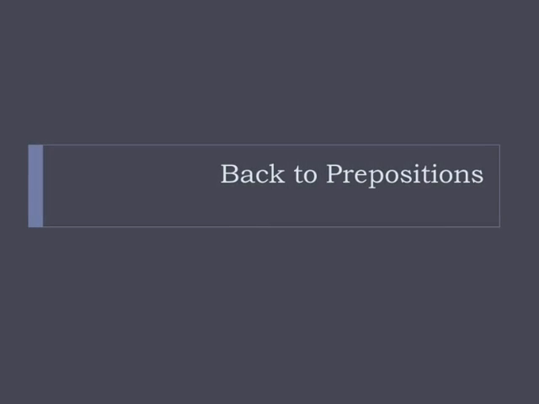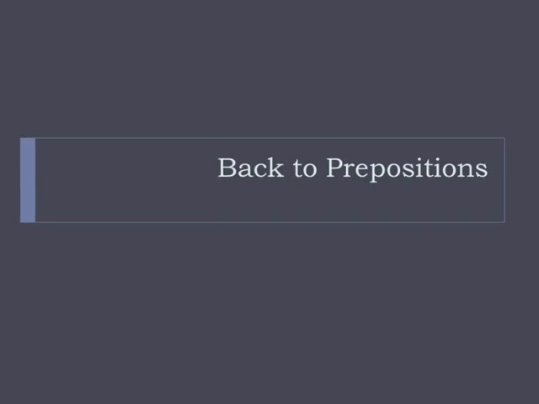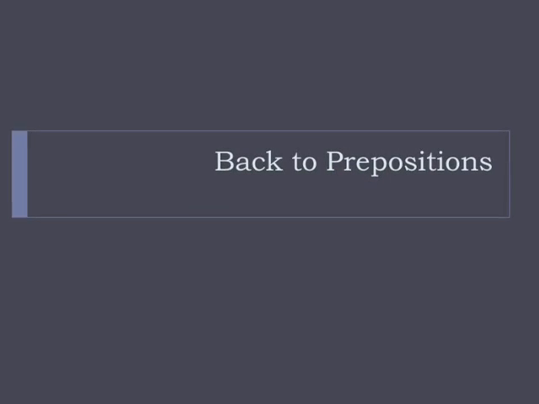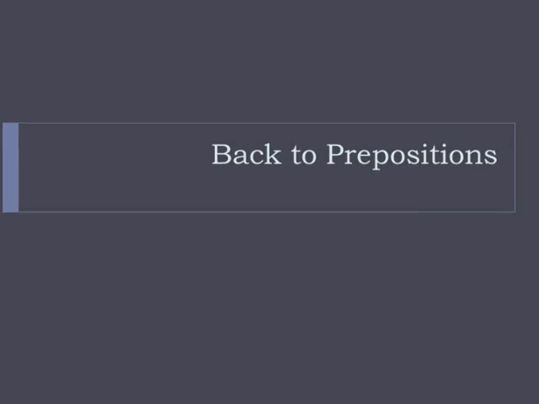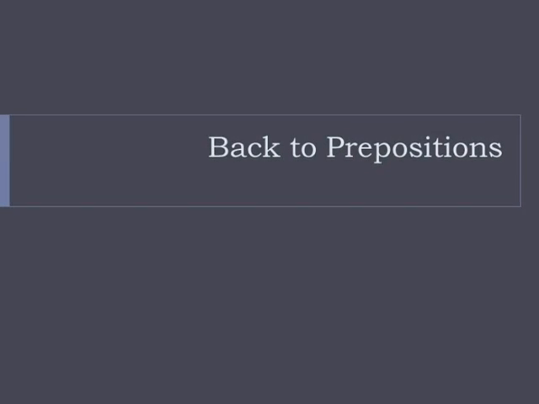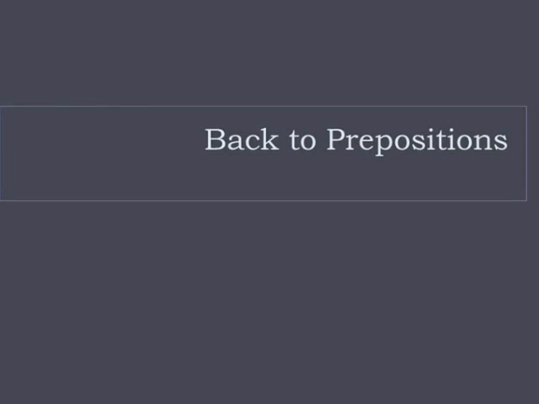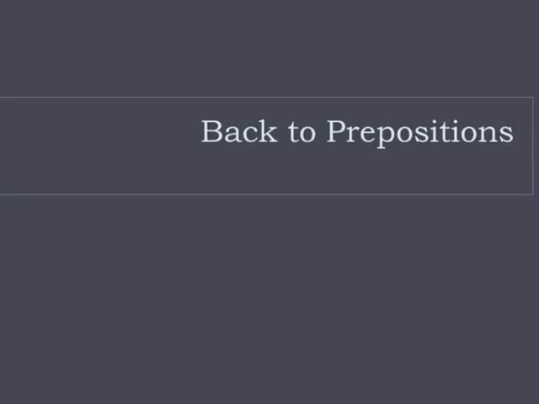The job of a conjunction is to connect words, phrases, and clauses. Now we're going to move on to prepositions, whose job is also to connect, and as you might have guessed from the song, they often show us location.